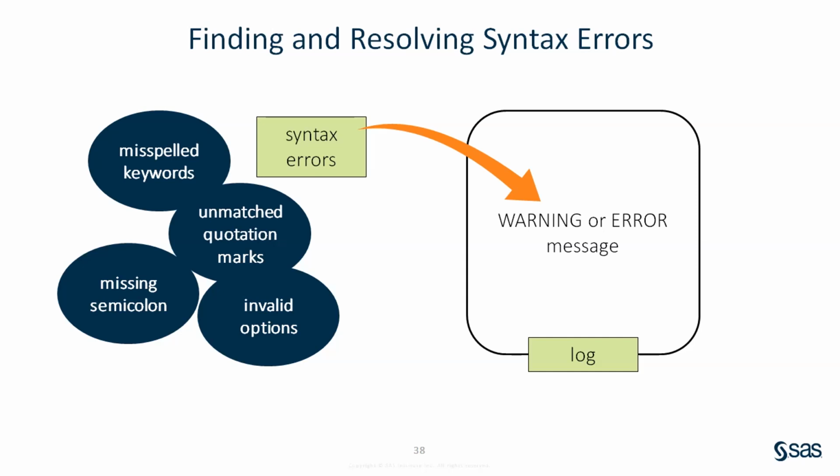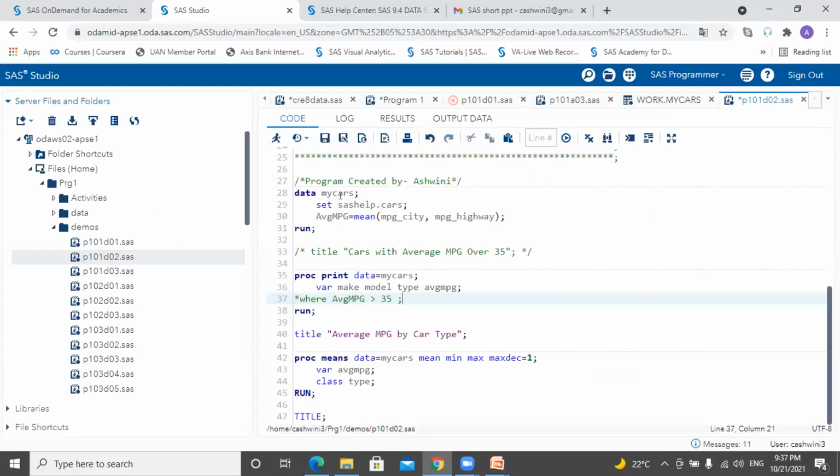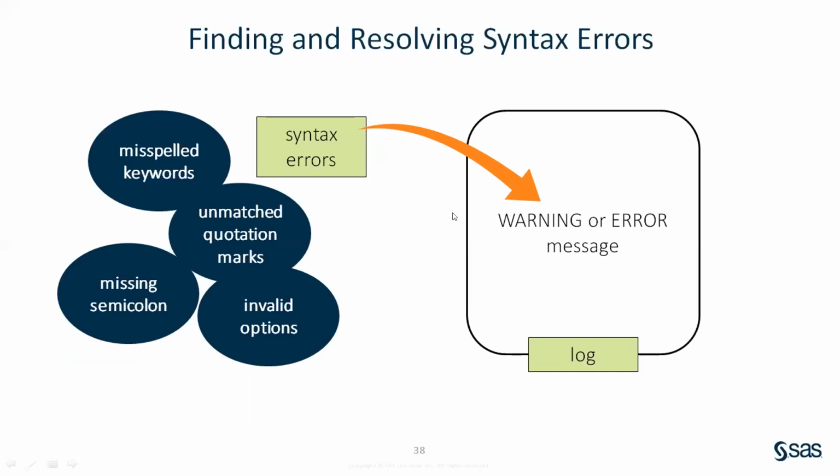So what are the types of syntax errors which we can have in our programming? Misspelled keywords, unmatched quotation marks, missing semicolons, invalid options. In case you have any of these syntax errors, you get warnings or errors. And where do you view that? In the log window. So moving back to our example, syntax means, like, whatever coding we write that is correct is called correct syntax. Syntax means the grammar of your coding.